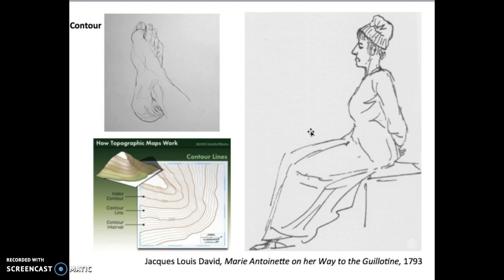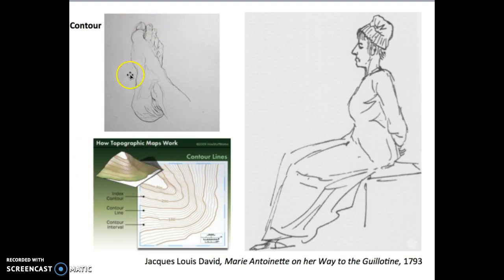This contrasts with contour line. Contours are the perceived lines that mark the border of an object in space. The difference between outline and contour is that contour line visually describes or indicates the form or the three-dimensional aspects of an object. You can think of contour lines as these topographic maps, right? All of these different lines here indicate the depth of this mountain or of this hill.